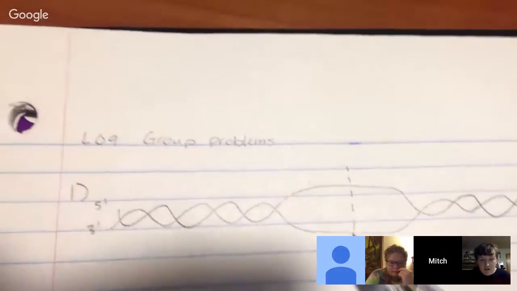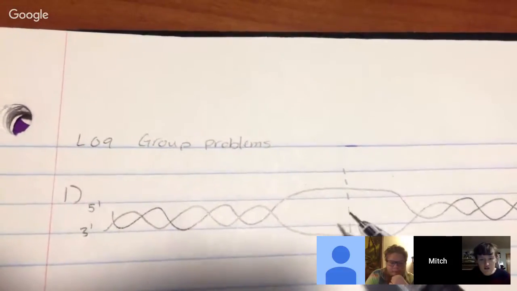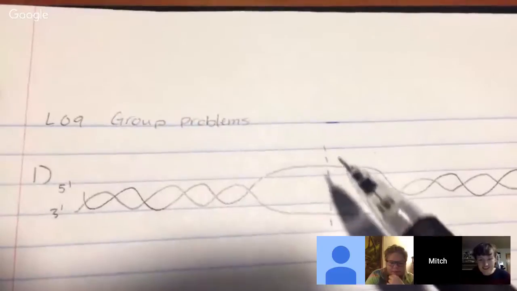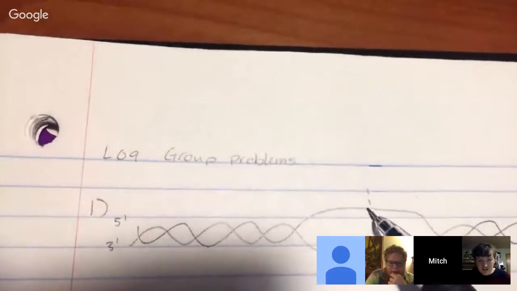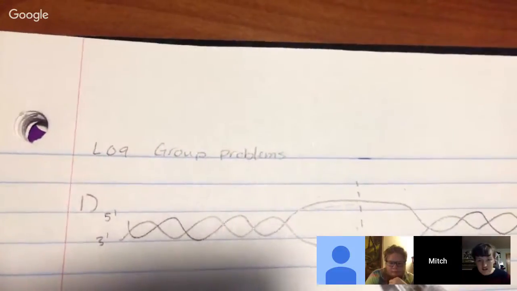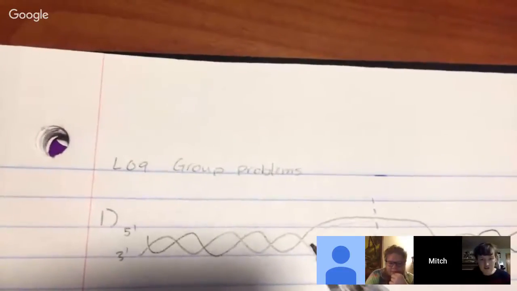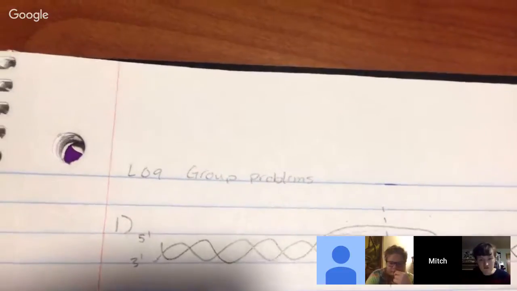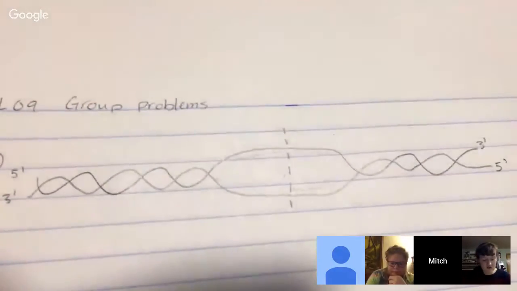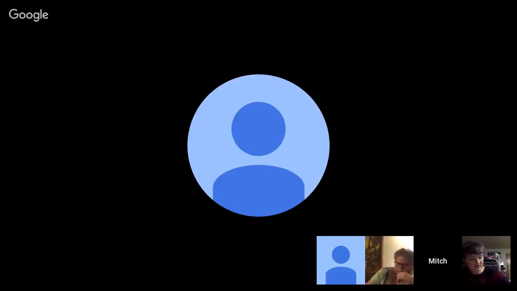This is what I think they mean by the two forks, because you can have your origin of replication, right, right here where the dotted line is. You're going to have one leading strand going this way, and one leading strand going that way. And then this one is going to create the lagging strands and the Okazaki fragments, and then this one is the same deal. Okay, makes sense.